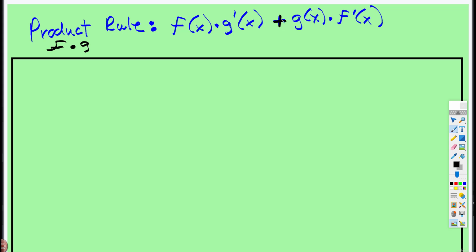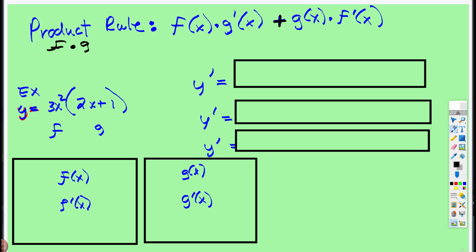Then you put a plus sign. Then you take the original g function and you multiply it by the derivative of the f function. So let's do an example. Notice we have 3x squared, I'm going to call that the f function, times 2x plus 1. I'm going to call that the g function.